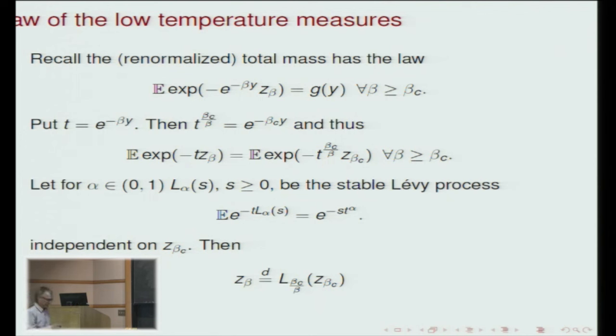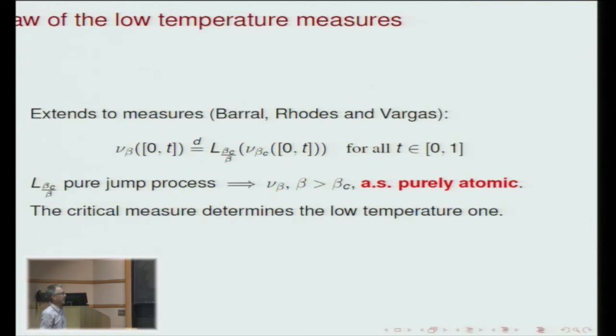Since everything is sort of scale invariant here, that translates to measures. It was noted by Barral, Rhodes, and Vargas. So not only the total volume of the unit interval, but any subinterval is actually related as follows. You take the critical measure of that interval and compose it with this Levy process, then you get the low temperature. So the law of the low temperature is completely determined by that.